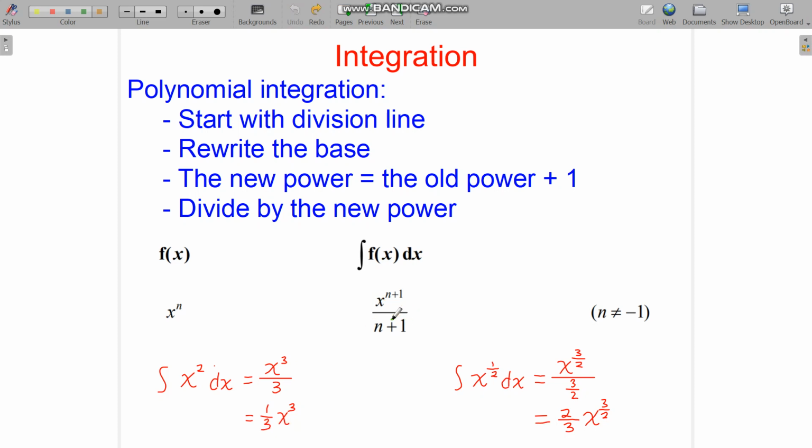For example, the integral of x squared dx is a division line, rewrite the base x, the new power is 2 plus 1, so 3, and we divide by 3, so over 3, or 1/3 x cubed. The integral of x to the power of 1/2 dx: division line, rewrite the x, the new power is 1/2 plus 1, which is 3/2, divide by 3/2, or in simple form, 2/3 x to the power of 3/2.